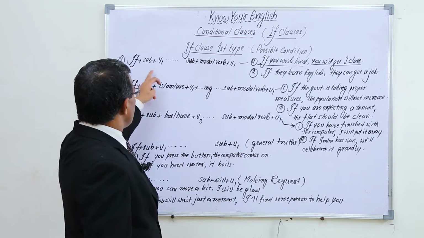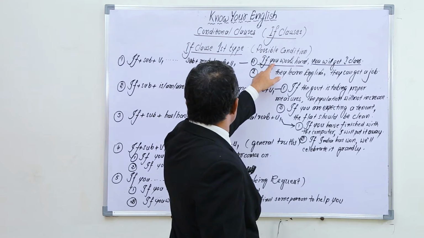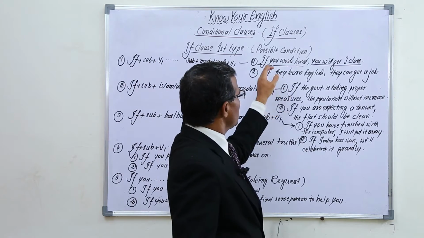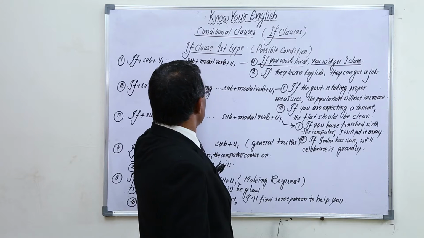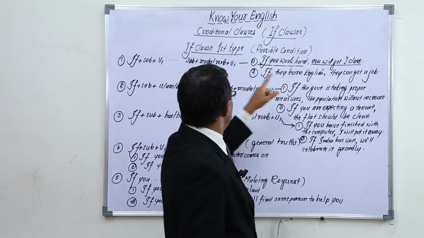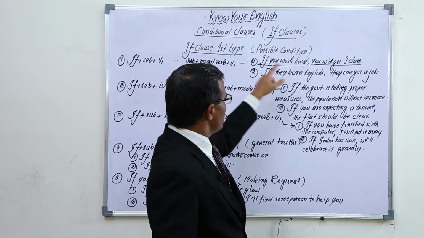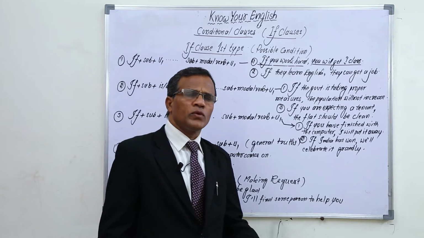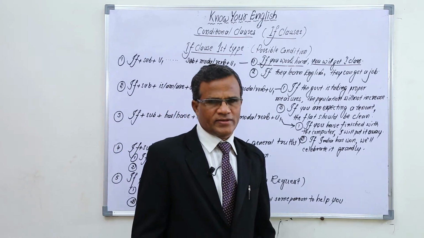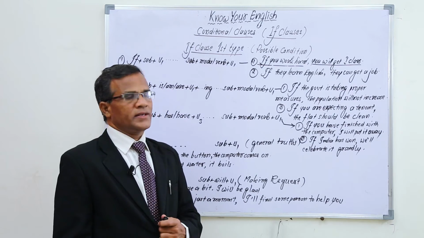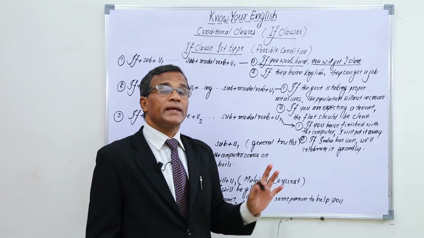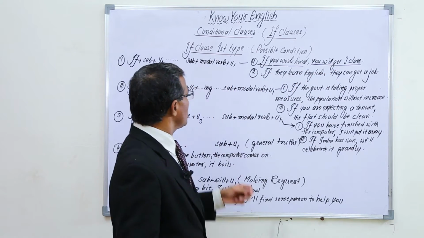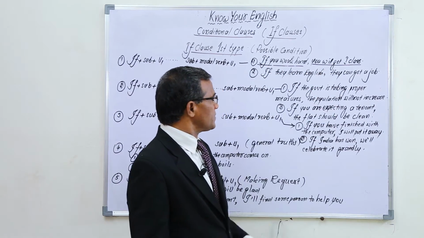Okay, if subject plus V1: if the subject is you, then the verb is work. If you work, if you work hard, you is the subject, the modal verb is will, V1 is get: you will get first class. If you work hard, you will get first class. It means if you work hard, there is a chance for you to get first class. There is a possibility for you to get first class. So we are talking about possible condition only. In possible conditions we are talking. Okay, if you work hard, you will get first class.